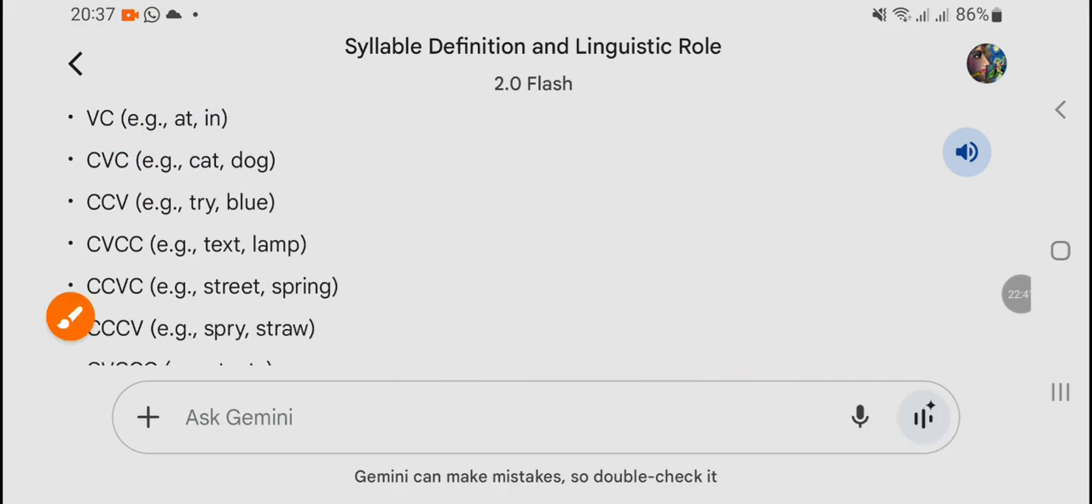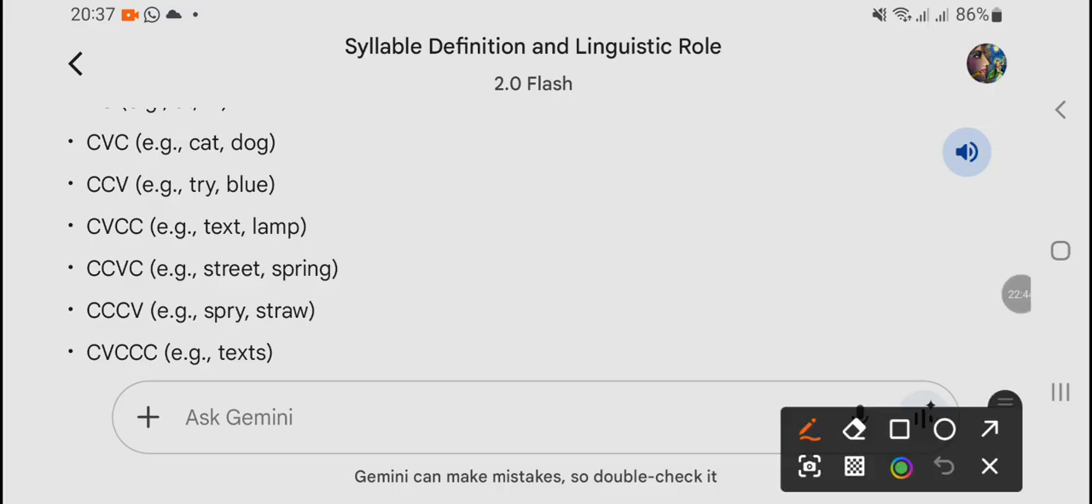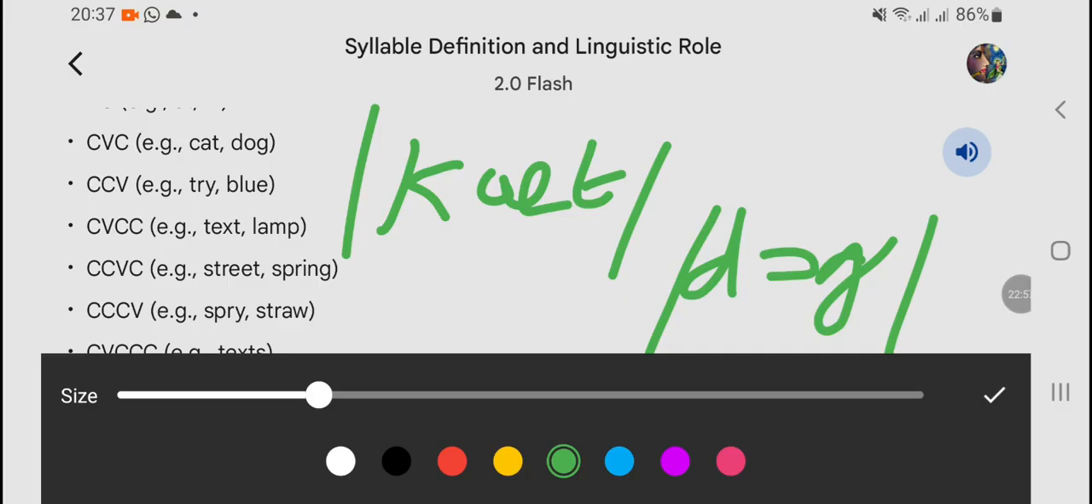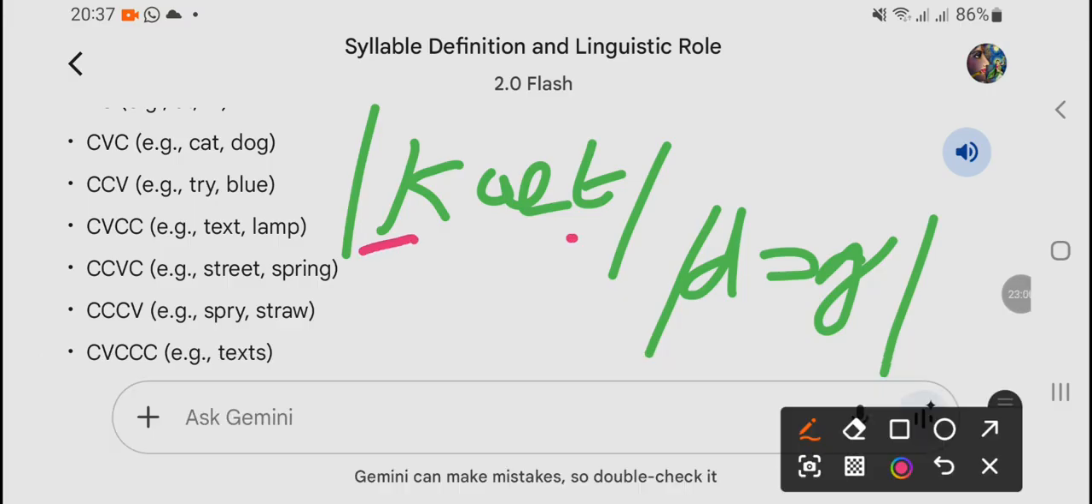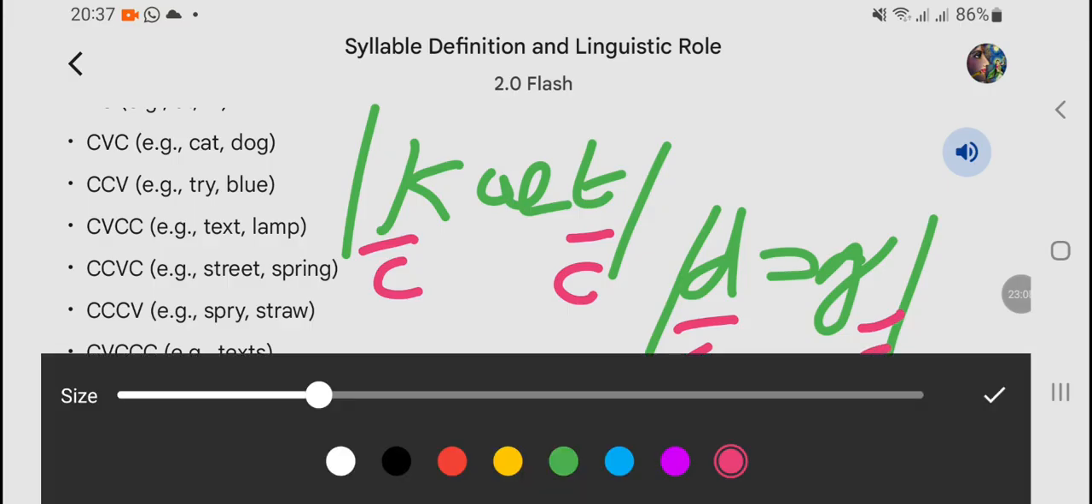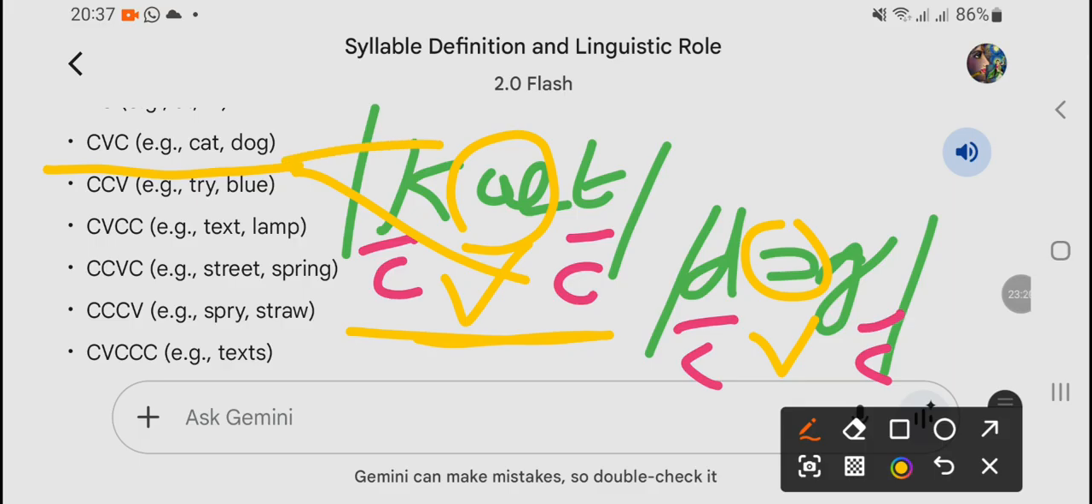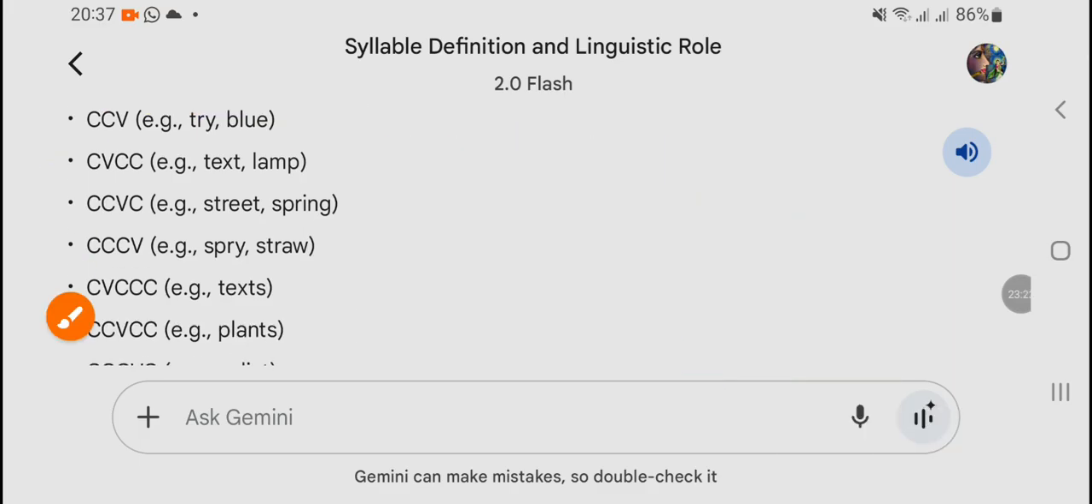Okay. Now next is cat and dog. Why CVC? Cat and dog. This is the phonetic transcription. Then we analyze: this is K and T, consonant, consonant. D and G, consonant, consonant. And the vowel is this, and O is the vowel. That's why this structure is CVC. Okay, now next.